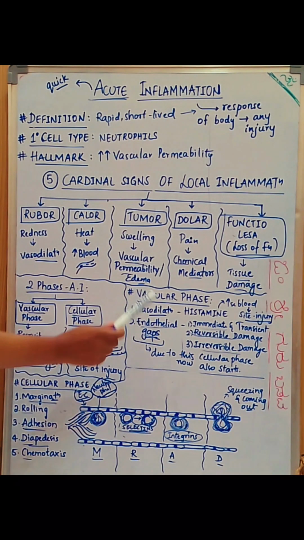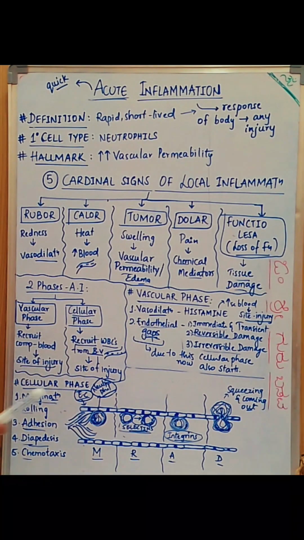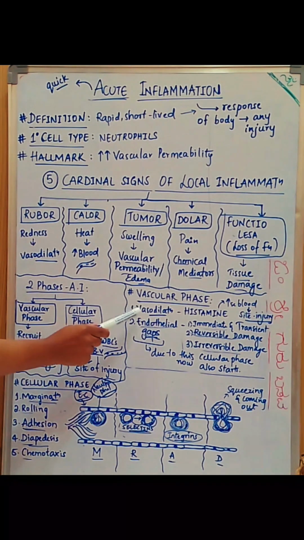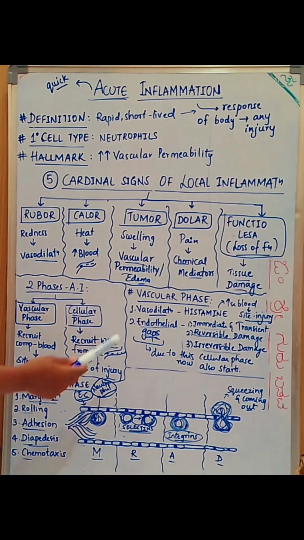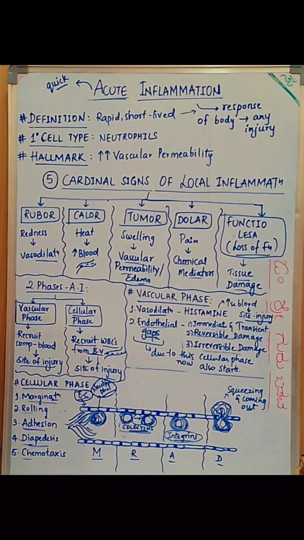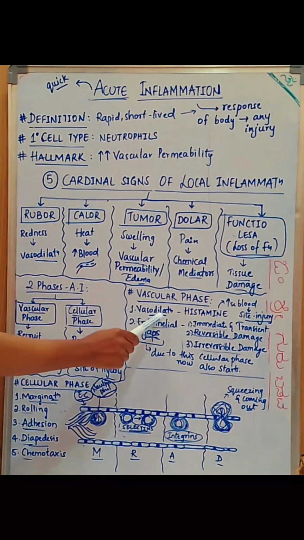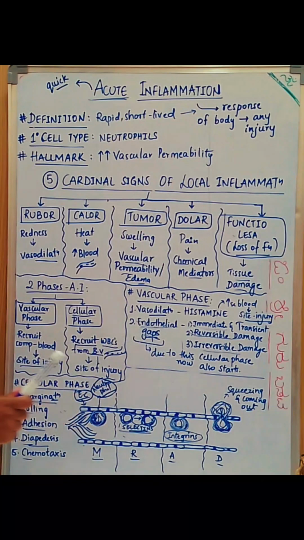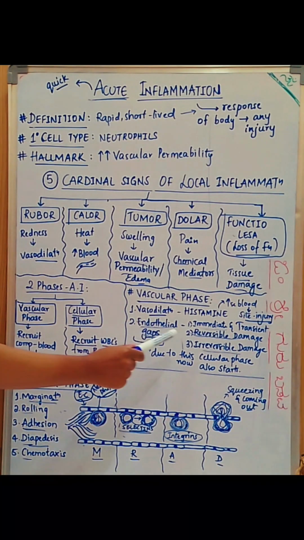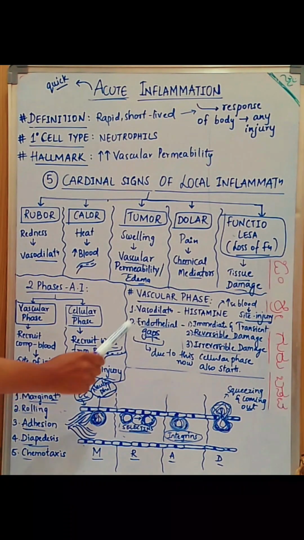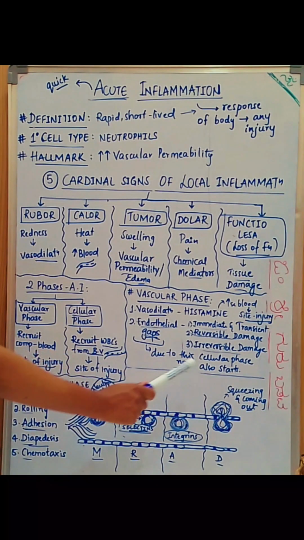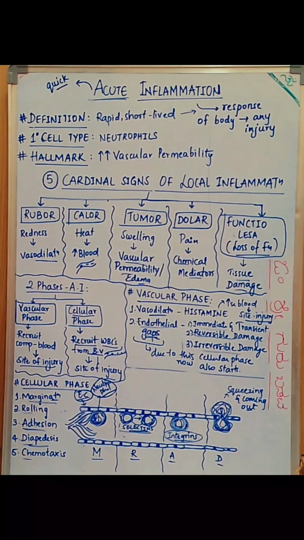Now we will study the vascular phase. The vascular phase includes vasodilation and endothelial gap formation. The vasodilation is caused by the histamine released by the mast cells. And next are the endothelial gaps. These gaps are formed due to immediate and transient effects, reversible damage, and irreversible damage. And due to this, the cellular phase now starts.